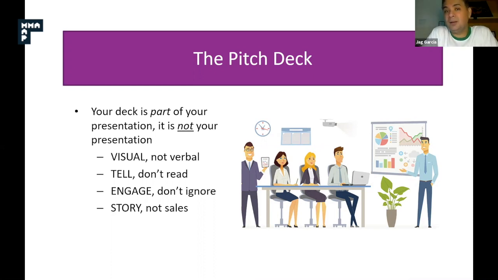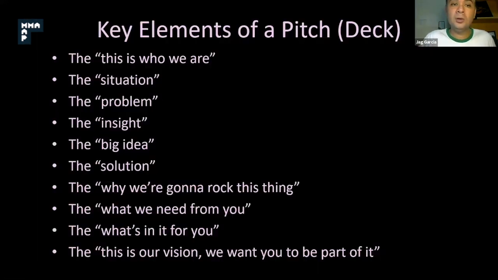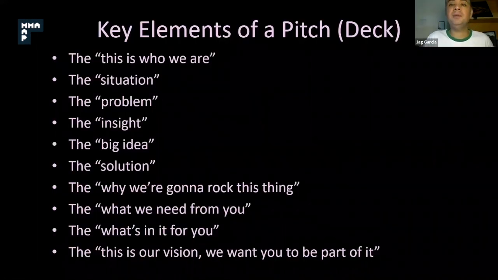We're using the word deck, which means it's a platform. It is not the means to an end. You use the platform. You stand on the platform. You use it as a basis of your presentations. Okay? So again, visual, engaging, it's told. It's not read. It's engaging. And it is a story and it is not just sales. Okay? It's not just facts. It's also a story. So these are the important parts of a pitch deck.